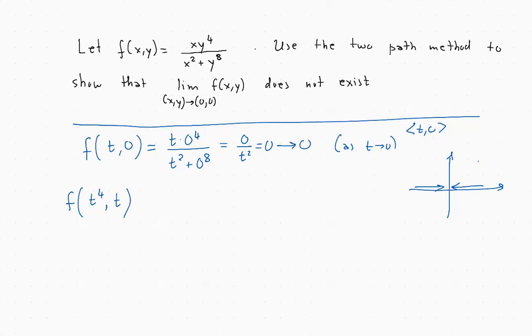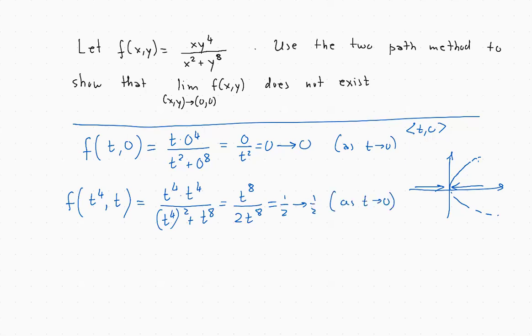And if we approach along this path, what do we get? We get t to the 4th times t to the 4th over t to the 4th squared plus t to the 8th. And this simplifies very nicely. So this is t to the 8th on the top, and it's 2 times t to the 8th on the bottom, which is equal to 1/2, which again approaches 1/2 as t tends to 0. And this means that the limit doesn't exist by the two-path method.